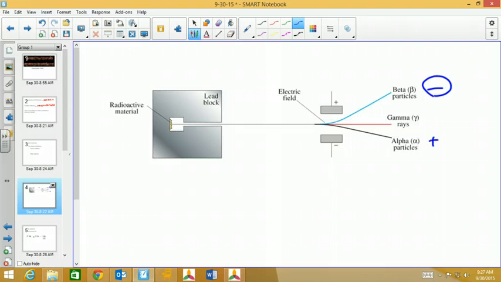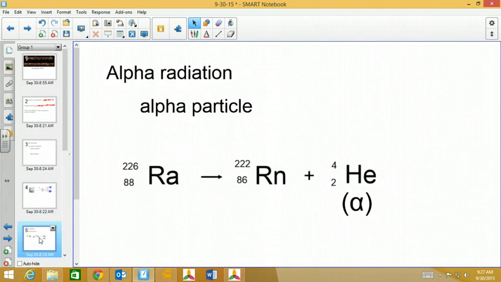Beta particles are electrons. Yeah, absolutely. And alphas are positive. Okay? All right, let's talk how this works. In order to do that, we've got to make sure that you remember how to write our isotope formulas. So define for me, please, what is alpha radiation? We're still on page 123, if you're rolling along with me. Alpha radiation, can you define it for me?